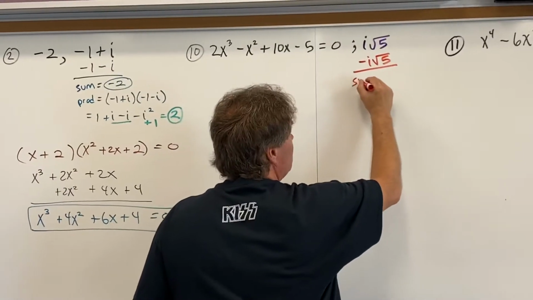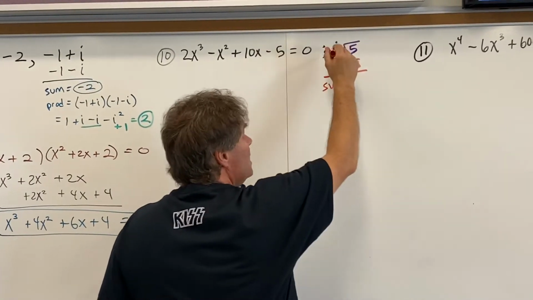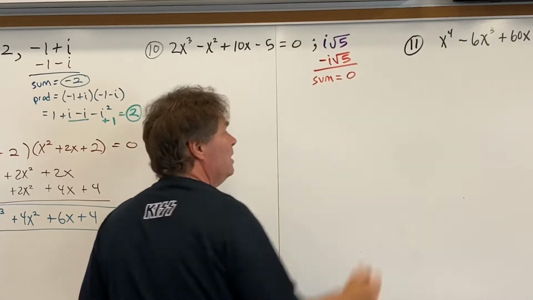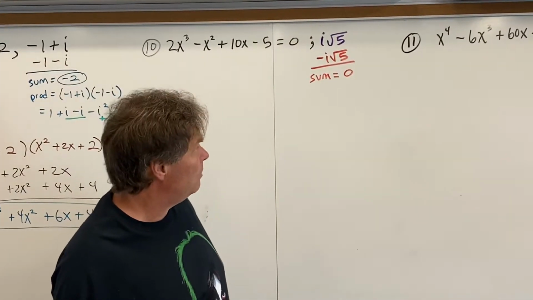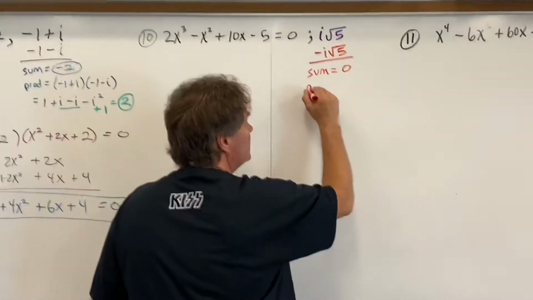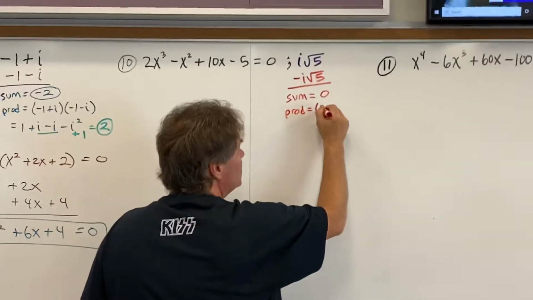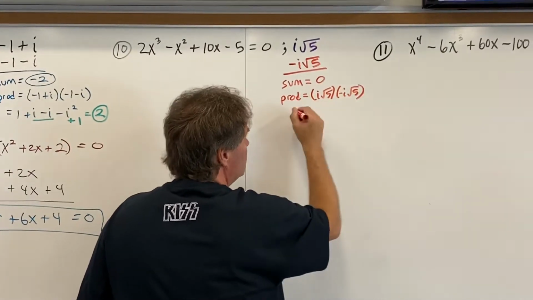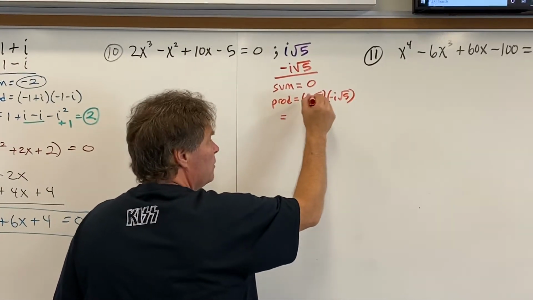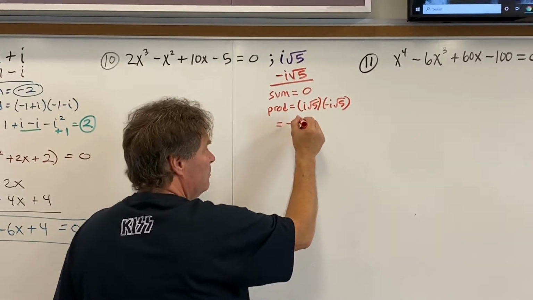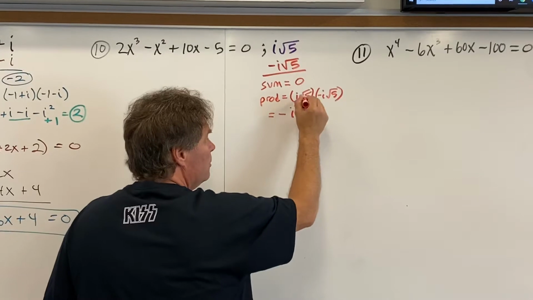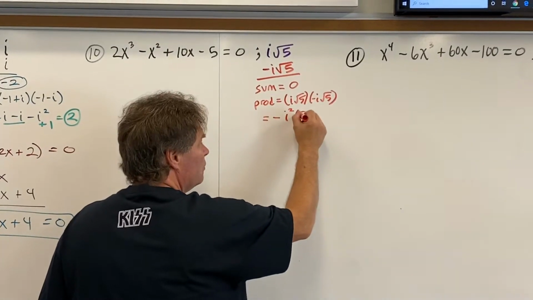Now the sum is negative i root 5 plus i root 5 is just 0. They just add up to 0. Okay. The product is going to be, watch, i root 5 times negative i root 5. Okay, I'm going to show you how I do this. Okay, positive times negative is negative. i times i is i squared, and square root 5 times square root 5 is just regular 5.